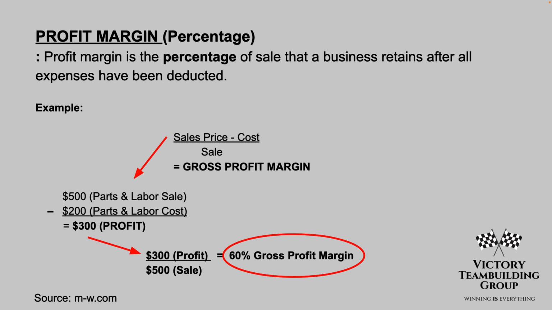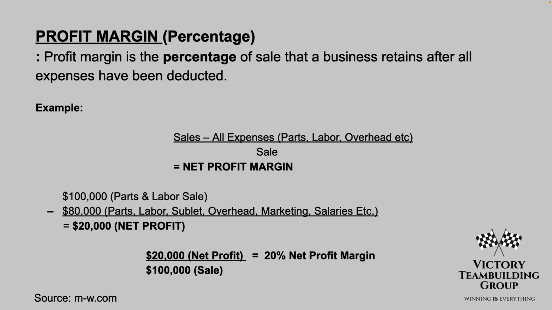If you take 300 on your calculator, 300 divided by 500, you're going to get 0.60. That's 60%. Gross profit margin. Okay, so this is the number that you're going to see in your shop management system. This is what you get. That's how it's figuring it out. It's taking the profit divided by the sale and it's giving you a percentage. And that's the gross profit margin.